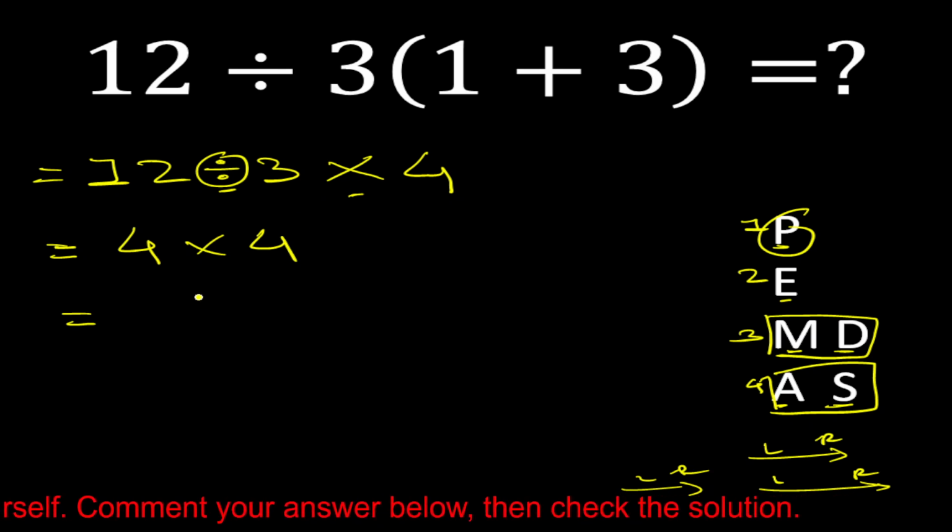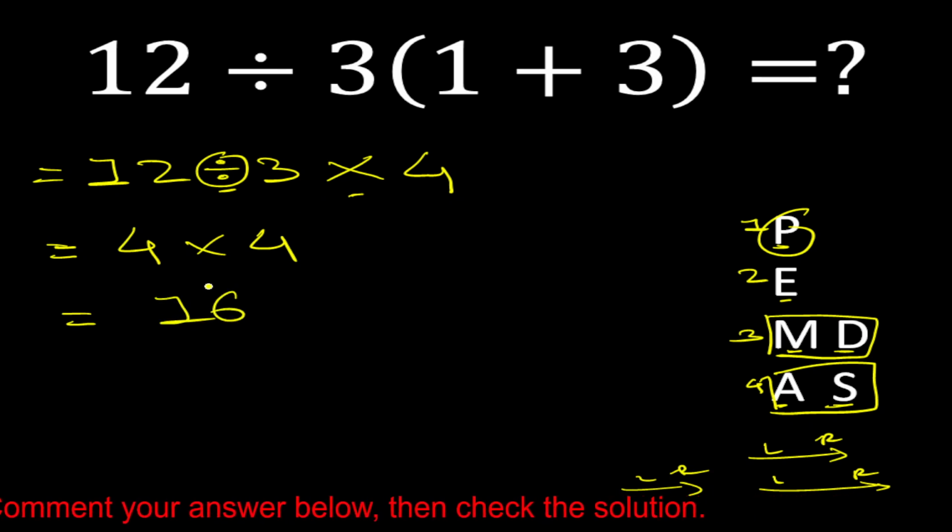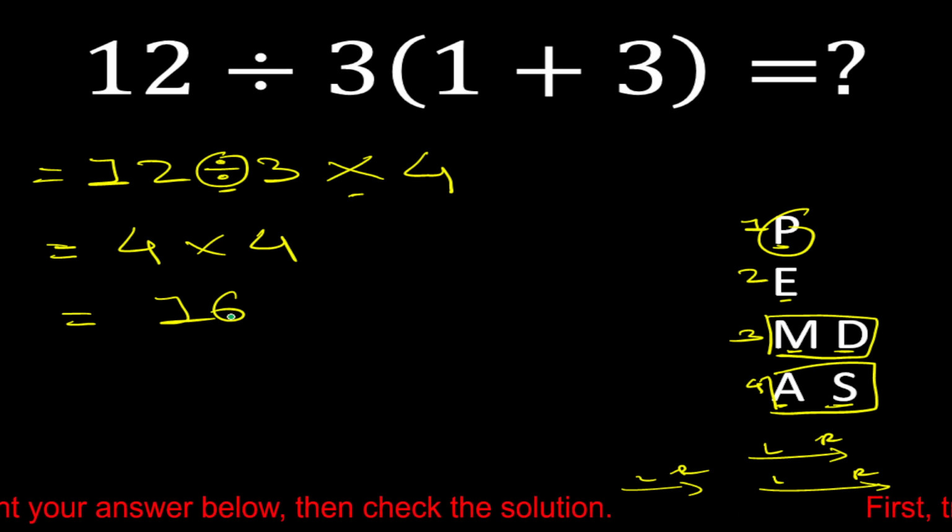Okay. Now 4 multiplied by 4 is equal to 16. Okay. So the correct answer is 16.